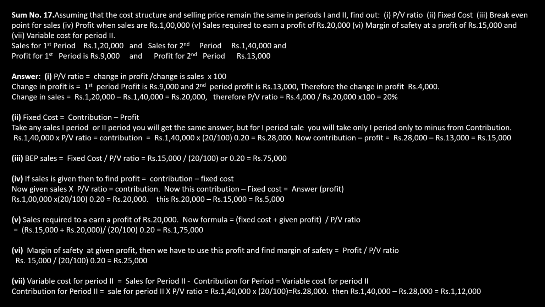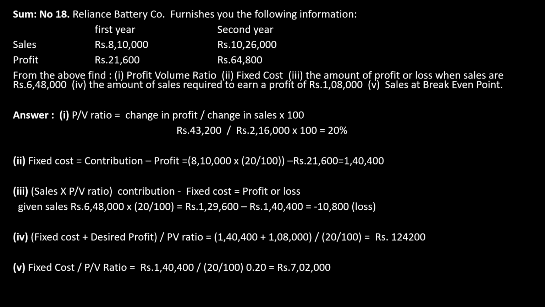Second period sales. What is the second period sales here? It is 1,40,000. So 1,40,000 into PV ratio will give me contribution again. So 1,40,000 into 20% will give me 28,000. Once I know the contribution, my variable cost will be sales minus contribution. That is 1,40,000 minus 28,000, which will give me 1,12,000. That will be my cost for period 2. Now we'll go to the next slide.